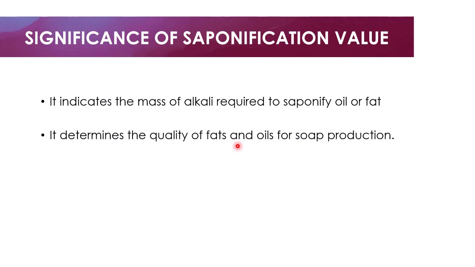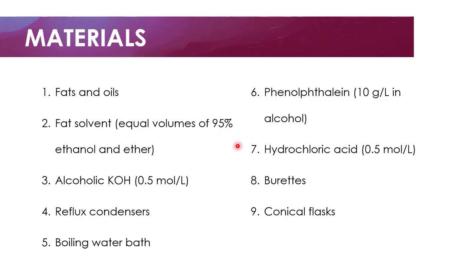Let's look at the materials that we are going to use to perform our saponification experiment. So we have the fat and oil, we have our fat solvent, which happens to be equal volumes of 95% ethanol and ether. We have alcoholic potassium hydroxide of this concentration. We have a reflux condenser, boiling water bath, phenolphthalein of this concentration, hydrochloric acid of this concentration, burette, and conical flask. So these are the materials and the reagents that we are going to use to perform our experiment.